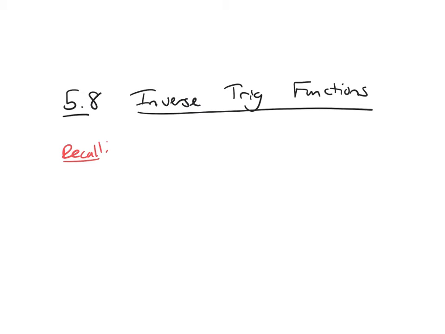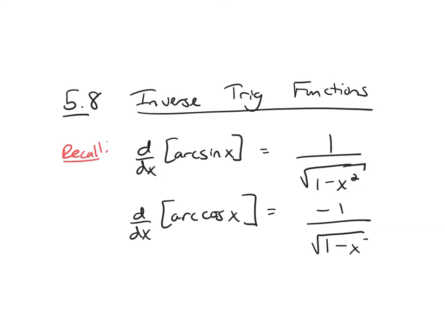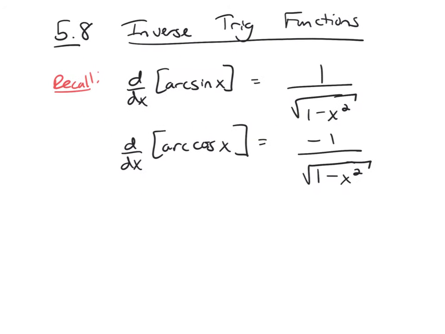In particular, the derivative of arc sine, the inverse sine function, is 1 over the square root of 1 minus x squared. And the derivative of the inverse cosine is negative 1 over the square root of 1 minus x squared. So those are two things we knew about derivatives.